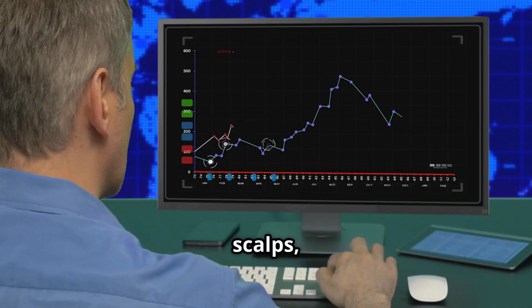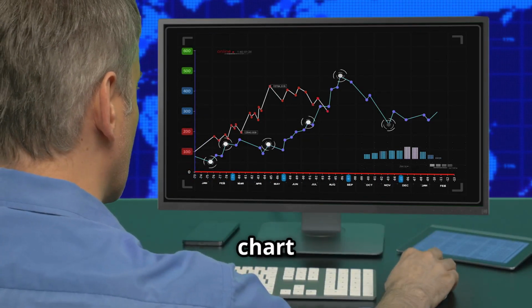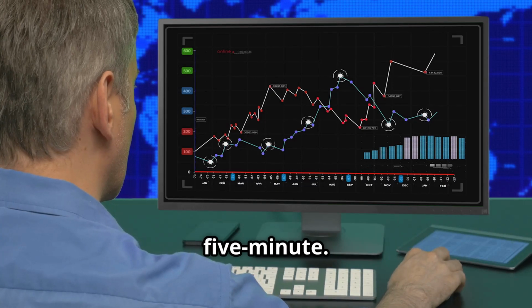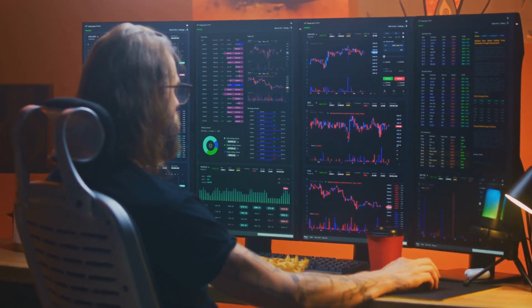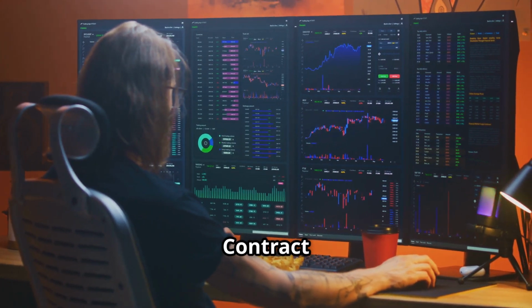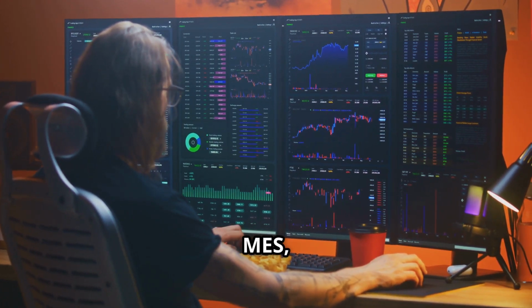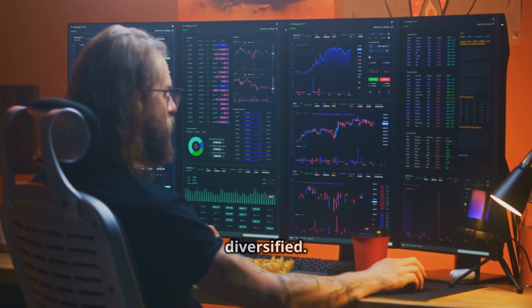Pro tip for precision scalps: stick to key levels from the daily chart plus VWAP on the 5-minute. Rank contract safety notes. 1. MES, S&P 500, most stable and diversified.